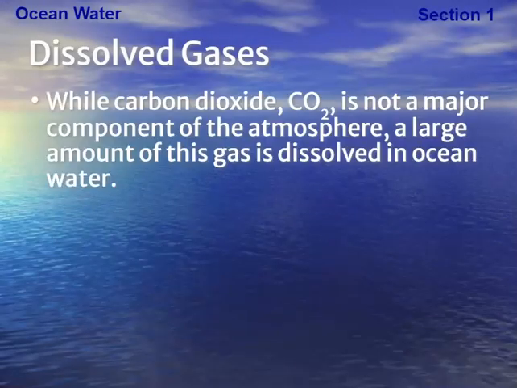So carbon dioxide is a major component of ocean water. It's not as high of a component in our atmosphere. Remember, we talked about how in our atmosphere, the vast majority of the gases that are there are nitrogen, whereas we've got oxygen and carbon dioxide in smaller amounts. Whereas in the ocean water, carbon dioxide makes up the majority of dissolved gases. There's 60 times more carbon dioxide dissolved in the ocean than there is in the atmosphere.